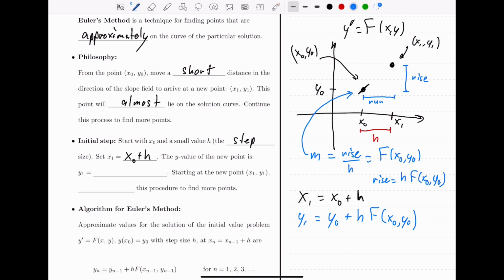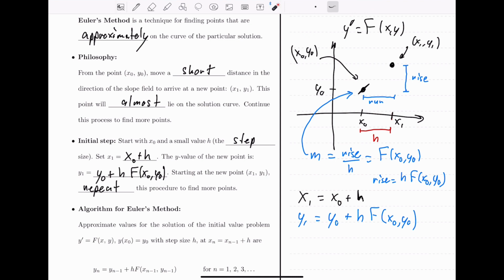So the new y value is the old y value plus the step size times the differential equation evaluated at that initial point. Now, how do we get the rest of the points if we're going to continue this process? We're going to start now at the new point, and we basically reset everything. We just repeat this procedure to find more points.